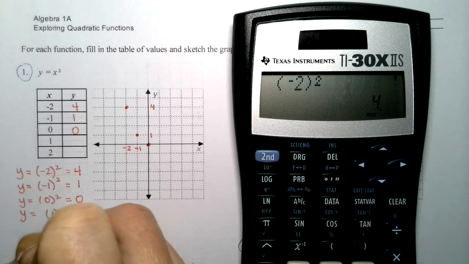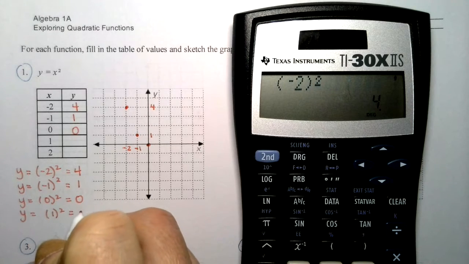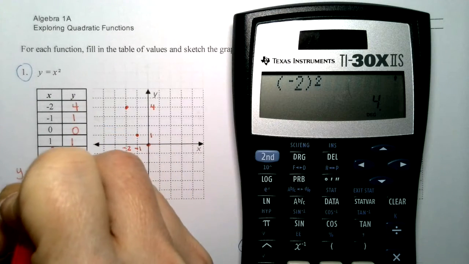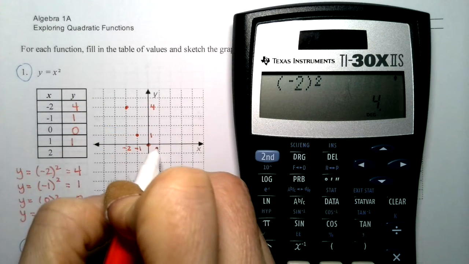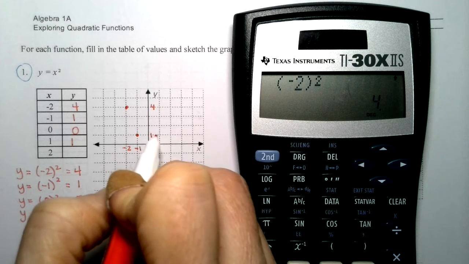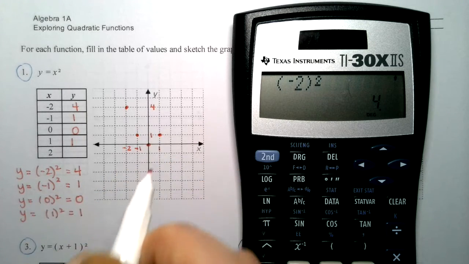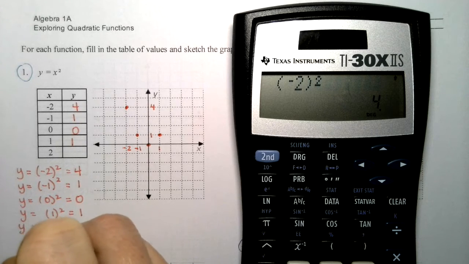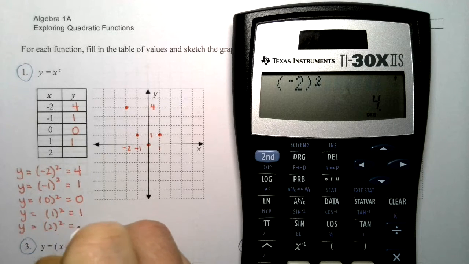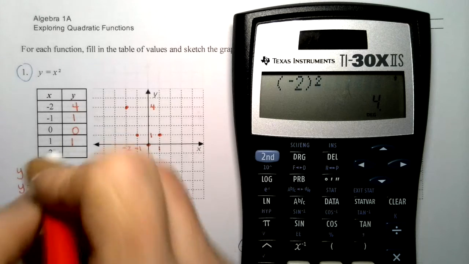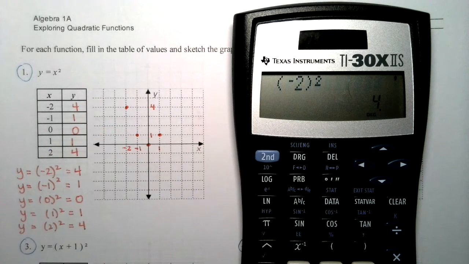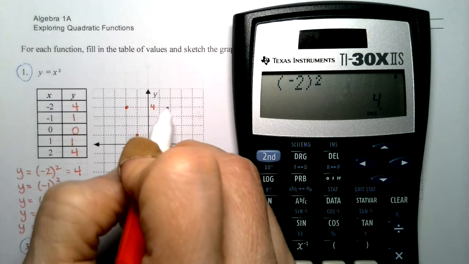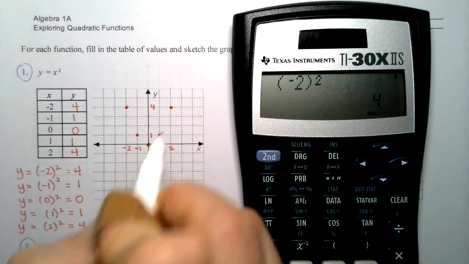Y equals 1 squared. 1 times 1 is 1. So my ordered pair here is 1, 1. So here is where 1 is, and we already marked that in the y. So here's the other point. And our last point, y equals 2 squared. 2 times 2 is 4. Notice we're getting some repeat values. So here is 2 for the x, and if y is 4, that is right here.